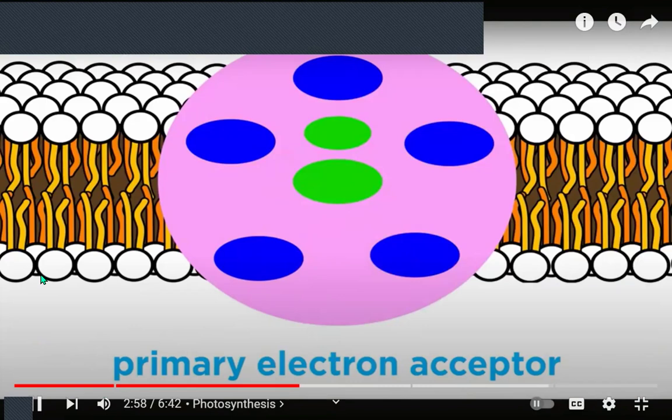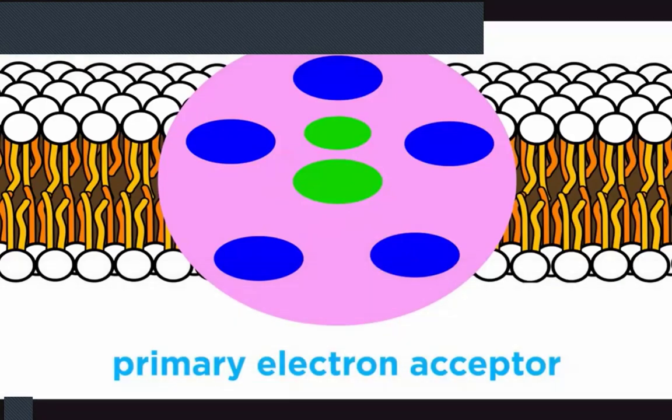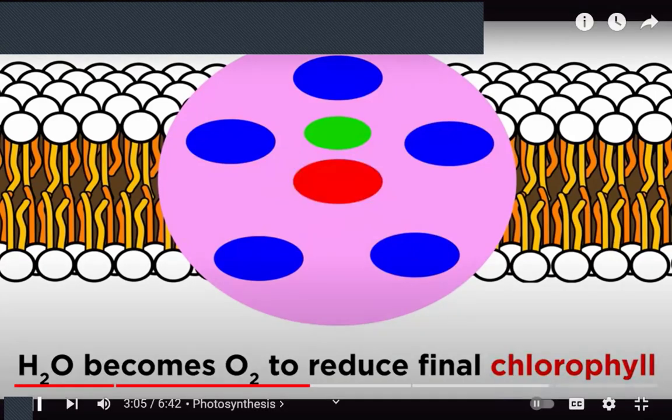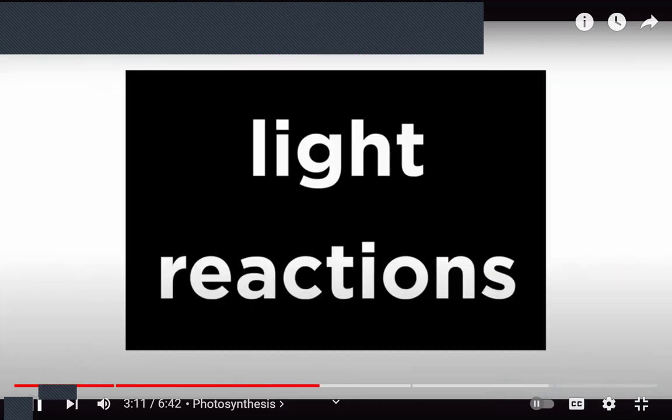After which an enzyme supplies the missing electron to the oxidized chlorophyll via a water molecule to get it back to normal. H2O becomes O2 to reduce the chlorophyll, which is how oxygen molecules are produced. This is the first step of the light reactions.